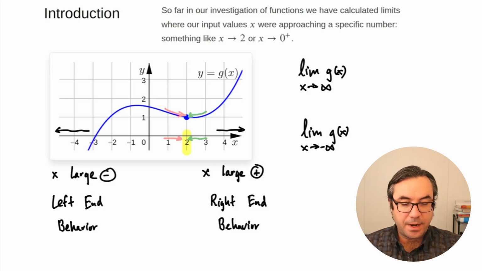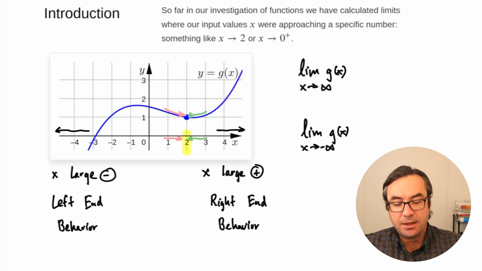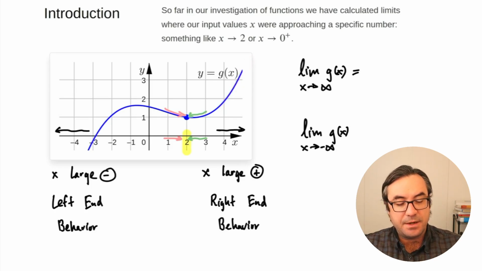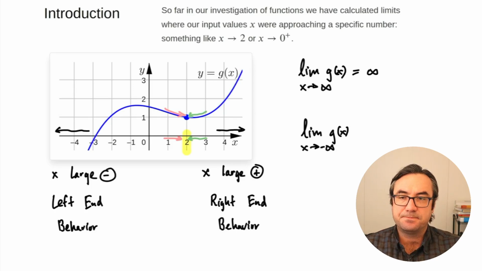So if we're looking at the right end, x going to infinity, that we're over here now. And we're watching what happens. As x gets bigger and bigger, we want to see what the height of our curve looks like it's doing. And it looks like it just keeps going up and up and up. So we say that this limit is infinite.